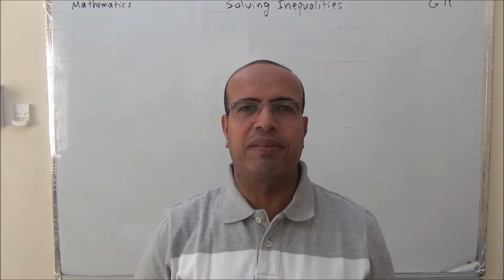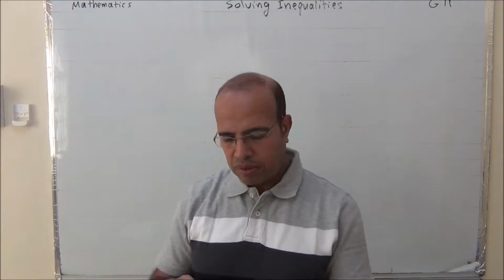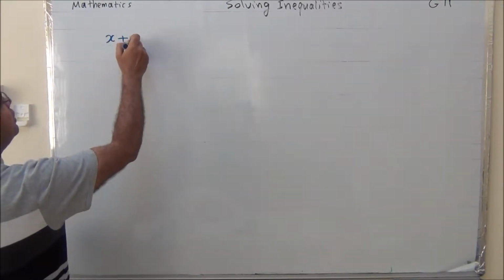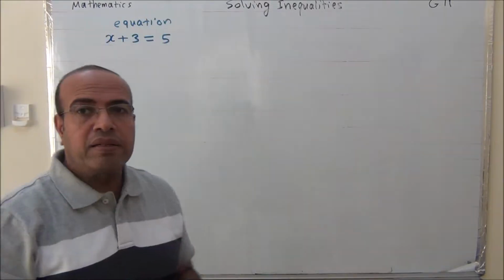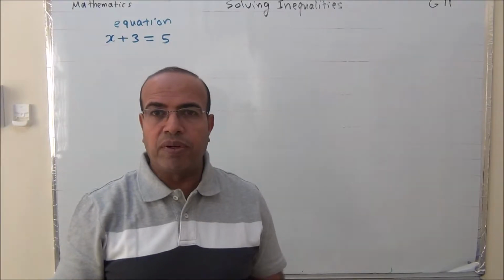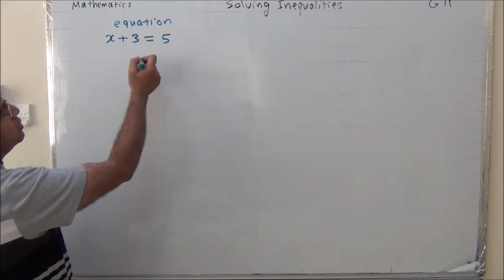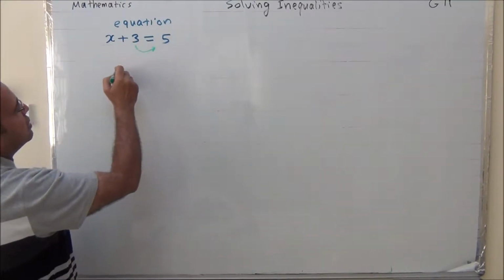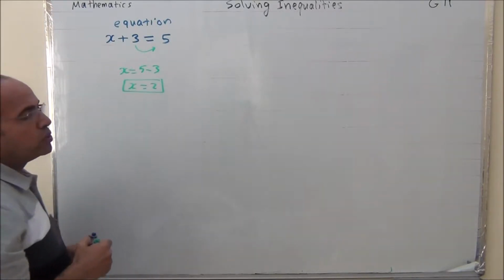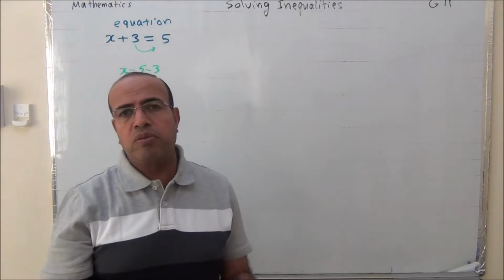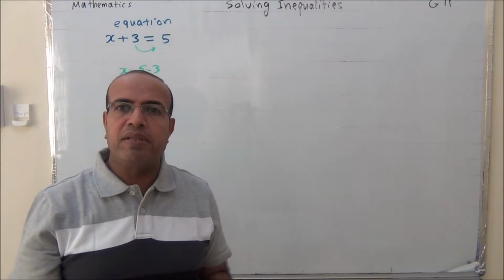Let us start. First of all, we need to know the difference between inequality and equation. x plus 3 equals 5. This is called an equation. It has a particular value for x. So this expression is true only when x equals 2, because when we move 3 to the other side, x equals 5 minus 3, x equals 2. The solution of an equation can be one value or more, but in this linear equation, it has one solution, x equals 2.